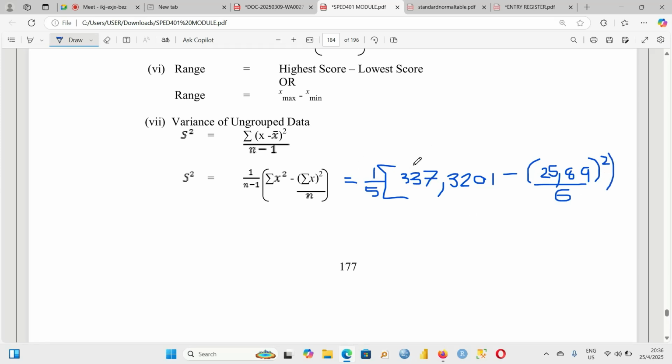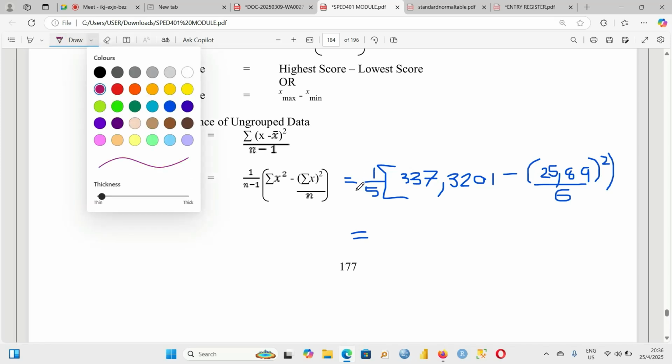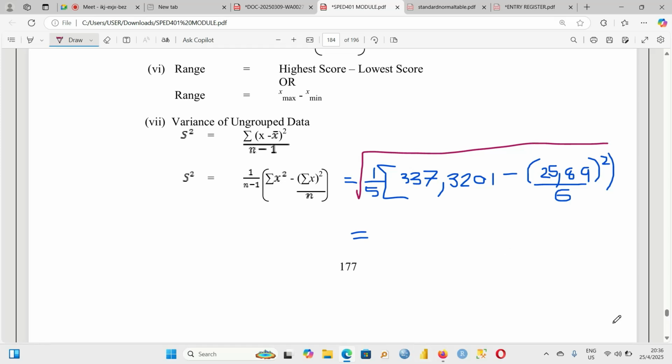This is the variance. After working it out, we then take the square root, and that is the standard deviation. So 1/5 is 0.2. 0.2 times, open bracket, 337.3201 minus, open bracket, 25.89 close bracket squared, then I divide it by 5.